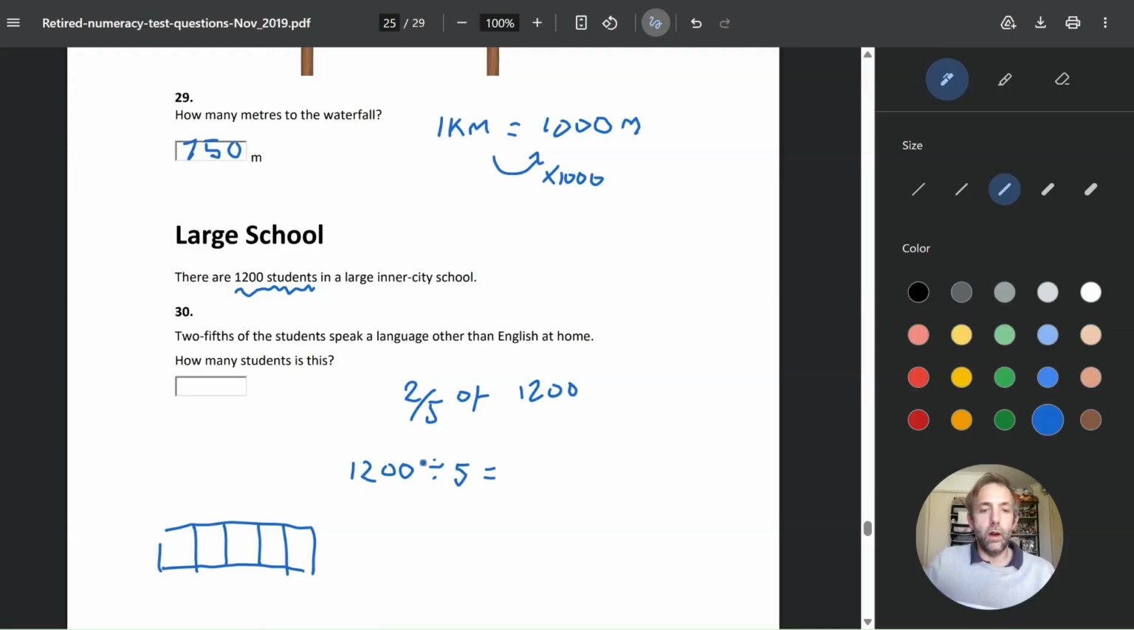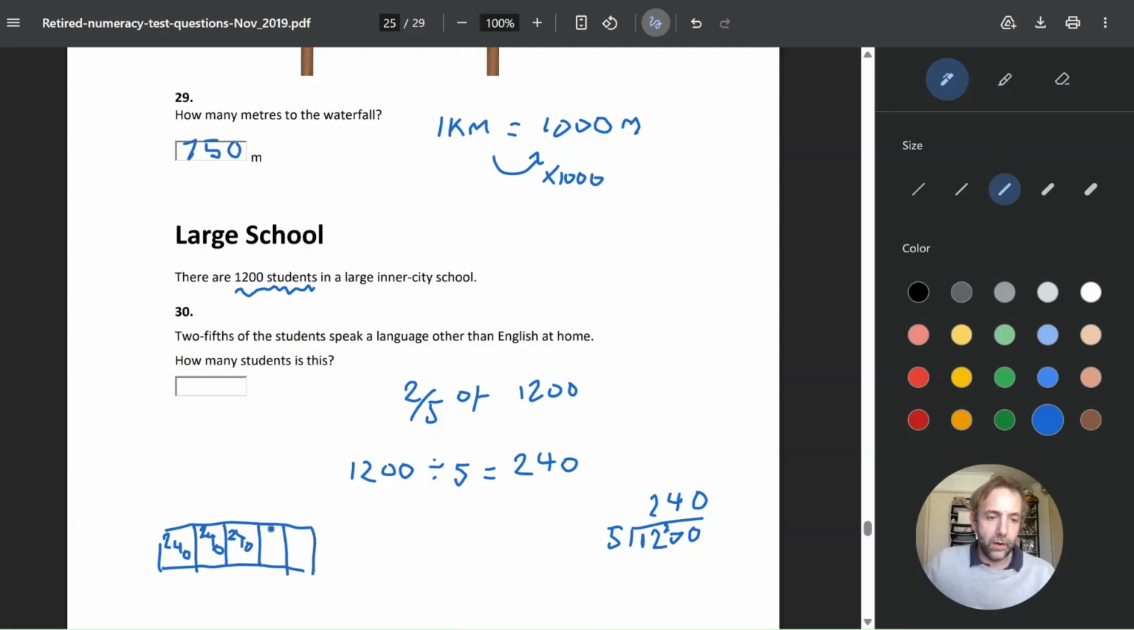So 1,200 divided by 5. You could do that using some short division if you're not too sure. So 5 into 1 doesn't go. 5 into 12 goes twice. So 2 with a remainder of 2. 5 into 20 goes 4 times. And 5 into 0 doesn't go at all. So that's 240. So 1,200 divided by 5 is 240, which would be 1/5. So every one of these boxes is 240.